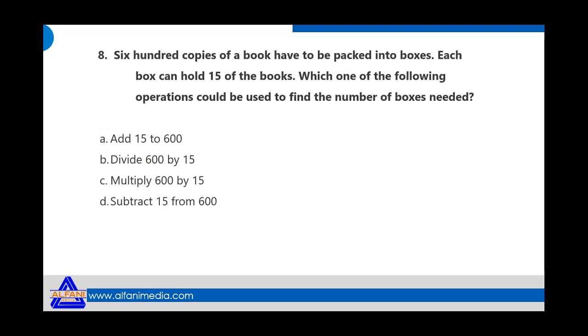All right, so the next question is question number 8. 600 copies of a book have to be packed into boxes. Each box can hold 15 of the books. Which of the following operations could be used to find the number of boxes needed? All right, so we have 600. Okay, let me quickly do that here. 600 books, that's the total number of books that needed to be filled.